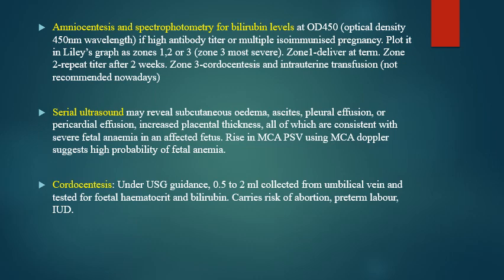The result which we get is plotted in Liley's graph. So it may fall in 3 categories: Zone 1, Zone 2 or Zone 3. Zone 3 being the most severe. If it is Zone 1, we can continue the pregnancy till term. If it is in Zone 2, titer has to be repeated every 2 weeks. And if it is in Zone 3, we go for cordocentesis and intrauterine transfusion.